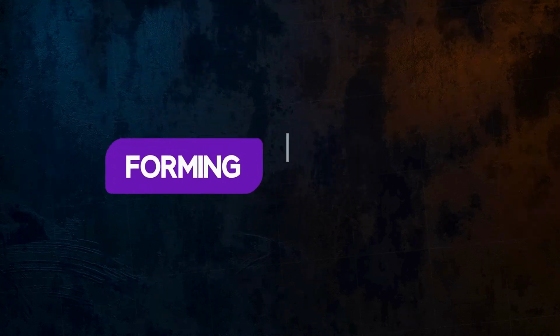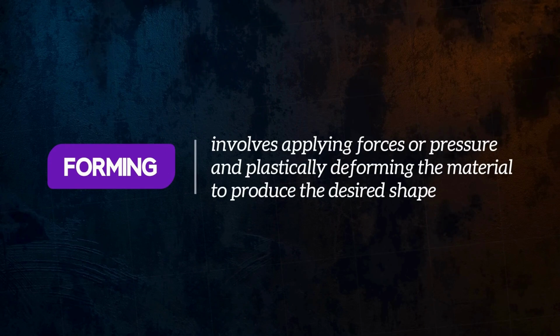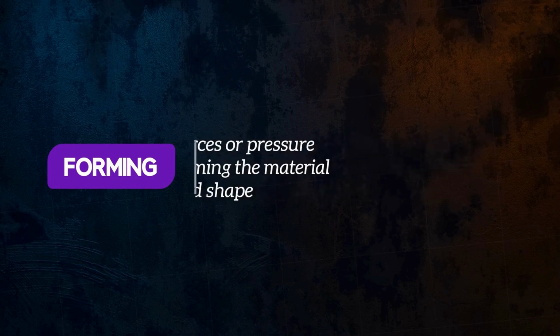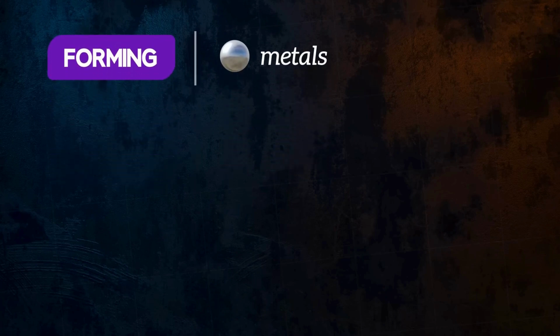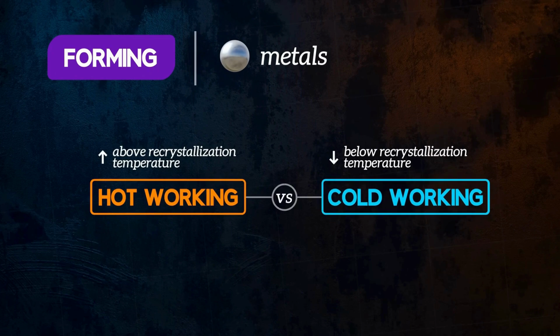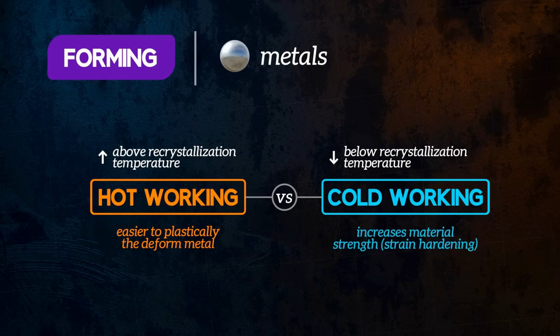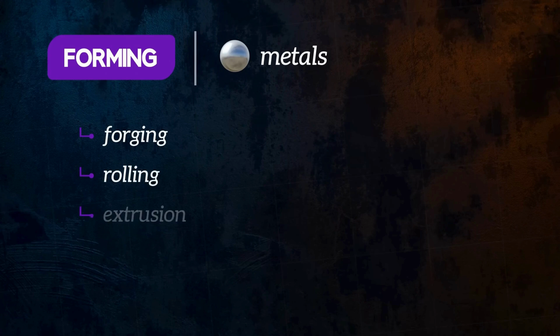Forming involves applying forces or pressure and plastically deforming the material to produce the desired shape. It is typically used for metals. Most forming processes can be done when the metal is either above or below its recrystallization temperature. This is known as hot or cold working. Hot working makes it easier to plastically deform the metal, but cold working causes strain hardening, which increases the strength of the material. 3 common forming processes are forging, rolling, and extrusion.